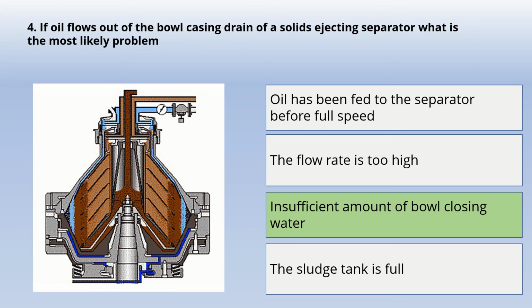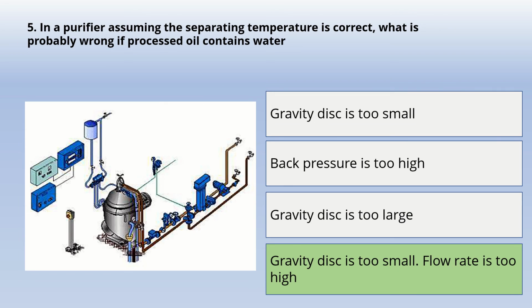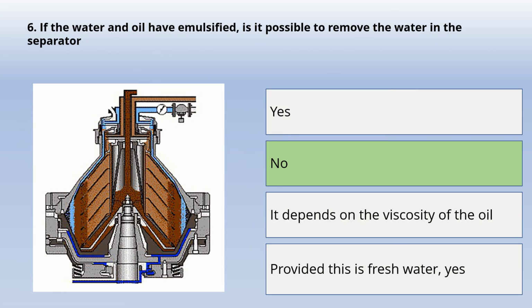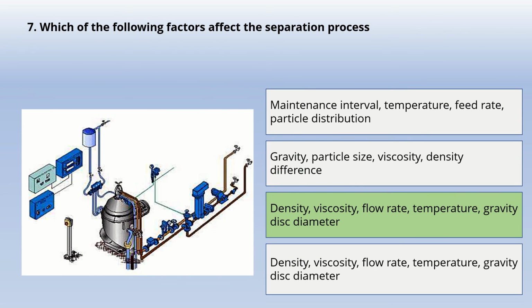If oil flows out of the bowl casing drain of a solids ejecting separator, what is the most likely problem? Insufficient amount of bowl closing water. In a purifier, assuming the separating temperature is correct, what is probably wrong if processed oil contains water? Gravity disk is too small, flow rate is too high. If the water and oil have emulsified, is it possible to remove the water in the separator? No. Which of the following factors affect the separation process? Density, viscosity, flow rate, temperature, gravity, disk diameter.